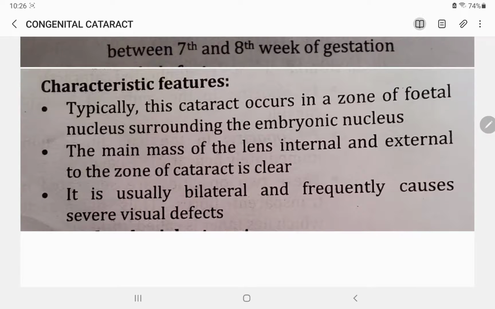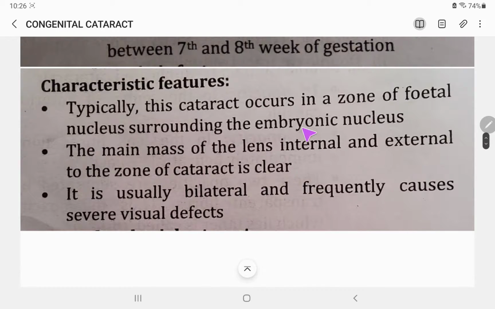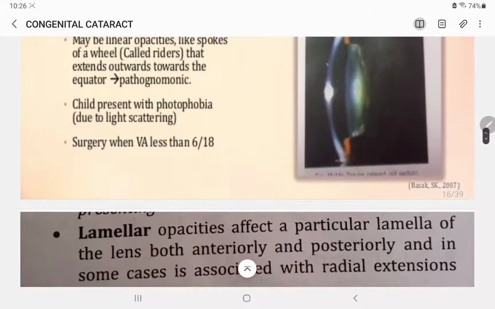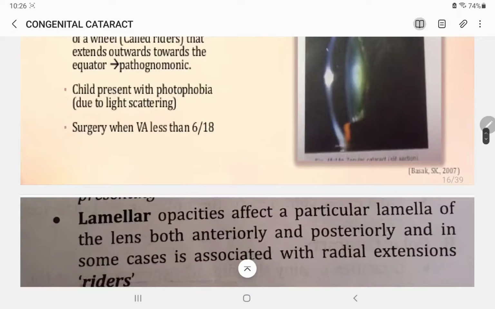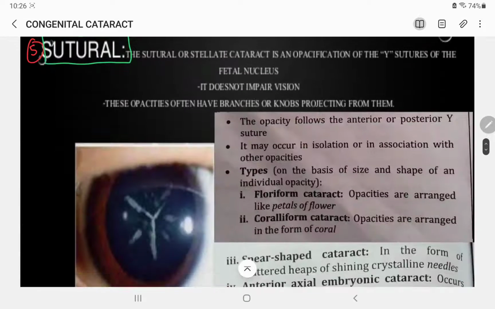Characteristic feature: typically this cataract occurs in the zone of the fetal nucleus surrounding the embryonic nucleus. Then the main mass of the lens, internal and external to the zone of the cataract, is clear. It is usually bilateral and frequently causes a visual defect, visual acuity less than 6/18, that will lead to surgery.